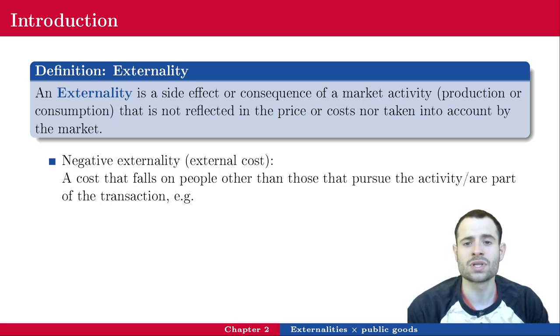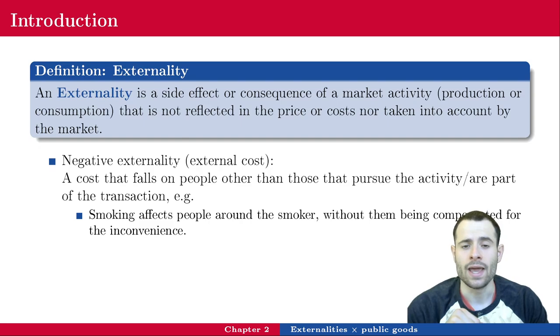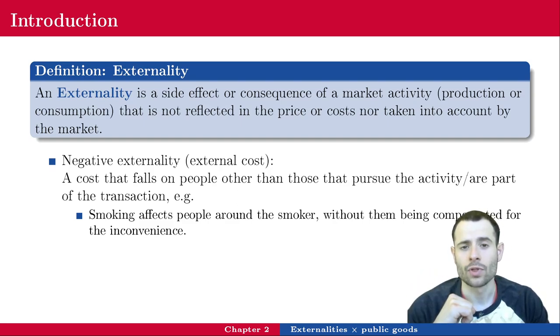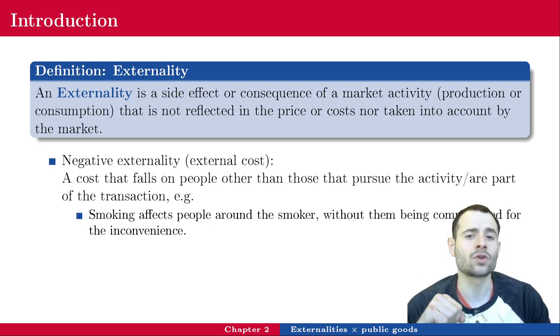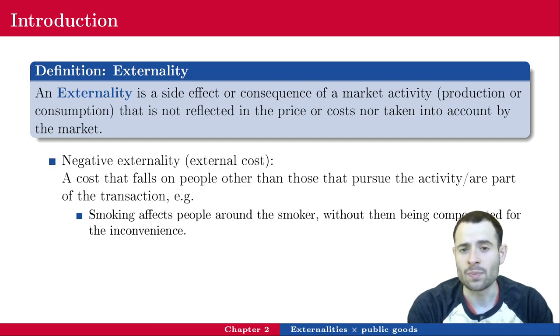A negative externality represents an external cost. It is a cost that falls on people other than those that pursue the activity or are part of the transaction. For instance, think about smoking. It is a negative consumption externality. If you are a smoker and you decide to buy a pack of cigarettes, the consumption of these cigarettes might create externalities. It might have an impact on people around you through secondhand smoking. So if you happen to consume your cigarettes next to somebody else, then we are in the presence of a negative externality. The bystander did not take part in your transaction.